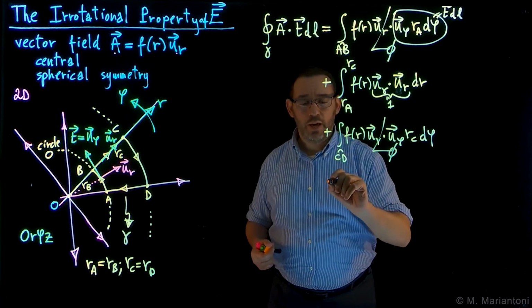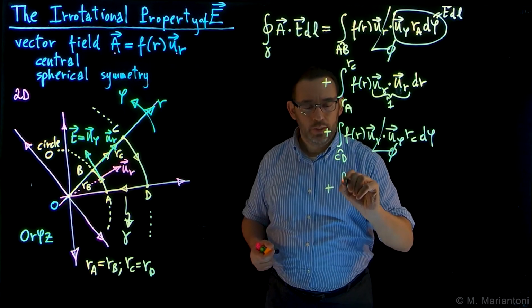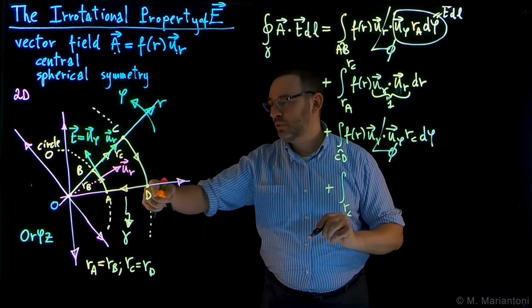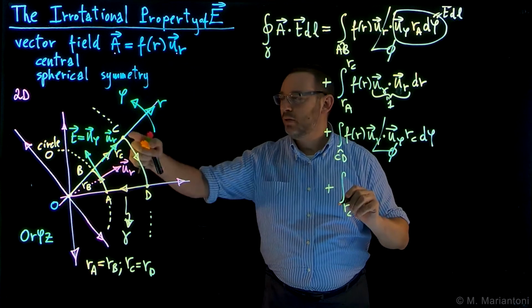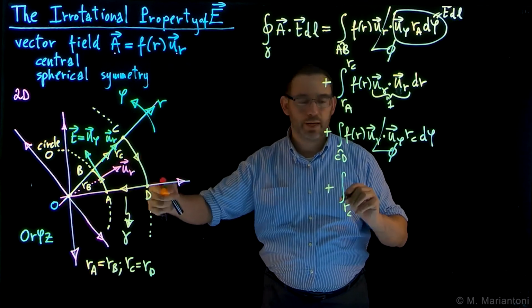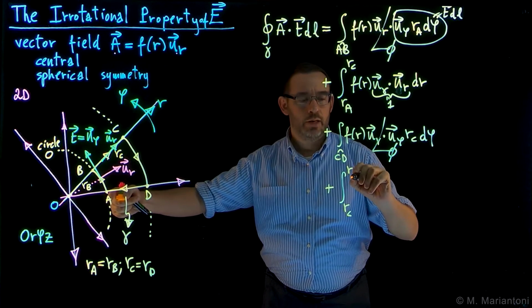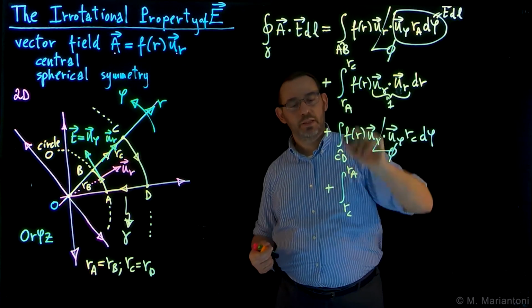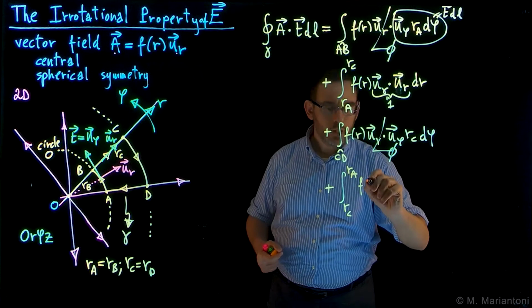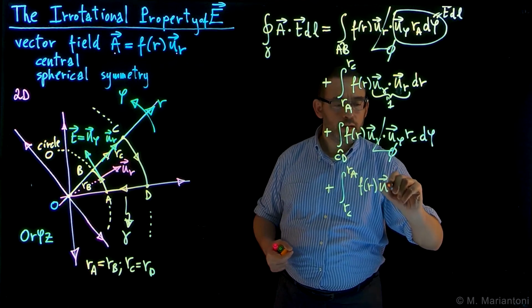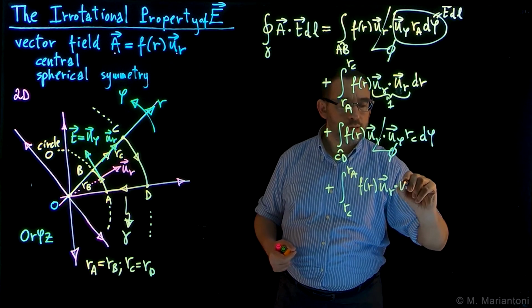And finally, we have plus the line integral from RC, which is the same as RD. We are going from D to A, so RC and RD are the same, even though I'm going from D to A, back to A, which is RA. Okay, so we are going the opposite. Here we went from RA to RC, here from RC to RA, of F of R, U of R, dotted with again.